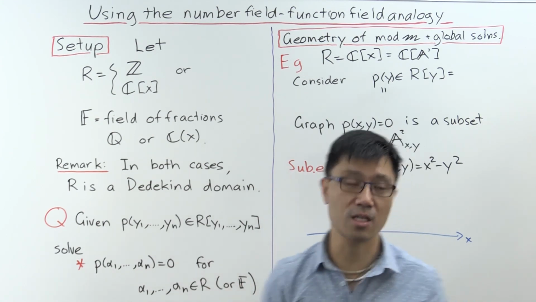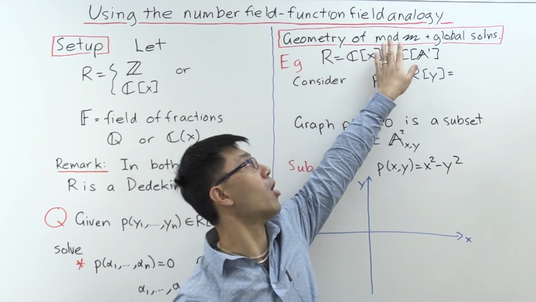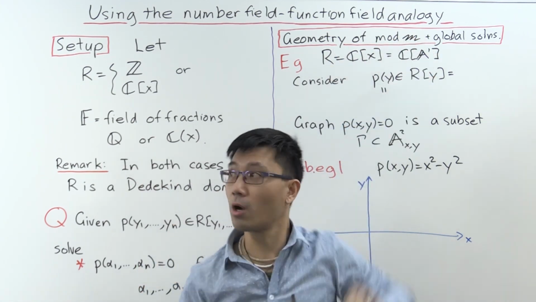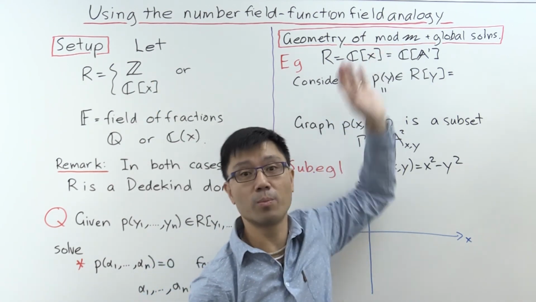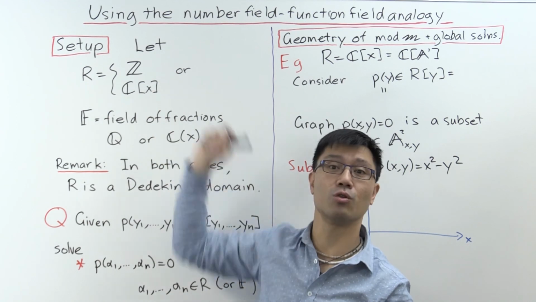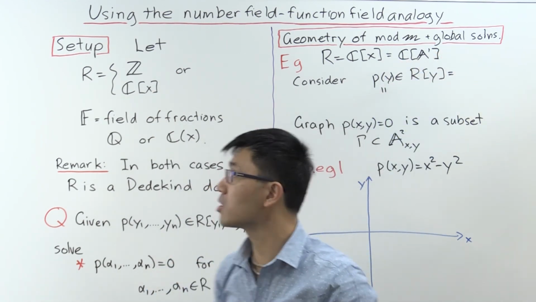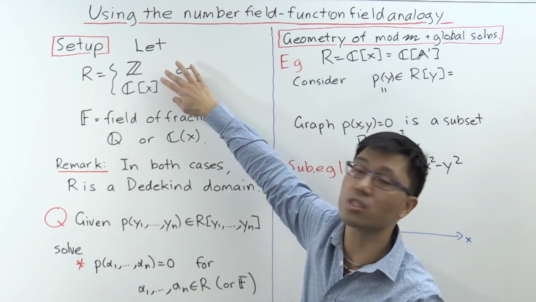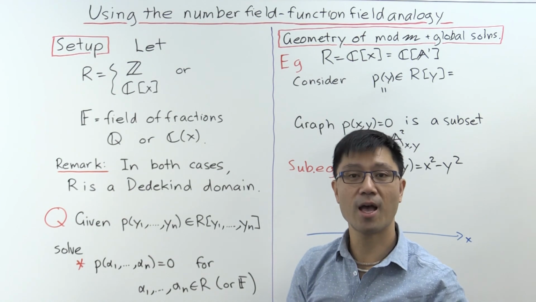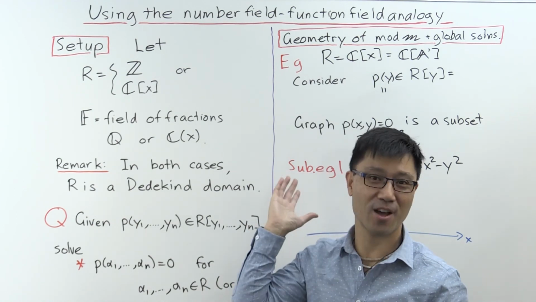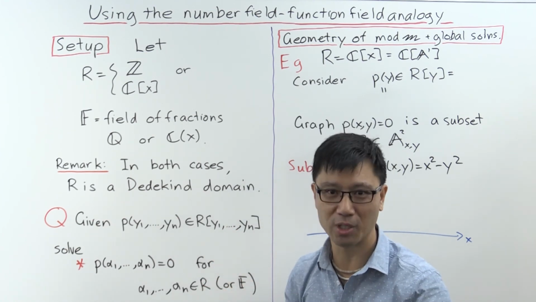And the way I'll do that is as follows. I want to look at the geometry of mod M solutions. This M will correspond in the integer case with a prime, but more generally it'll be a maximal ideal of one of these two rings. And also global solutions. So what does global solution mean? A global solution just means a solution over one of these two rings, an integer solution. And part of the point of this video is to explain why we call it a global solution. Why do we use this geometric word global?